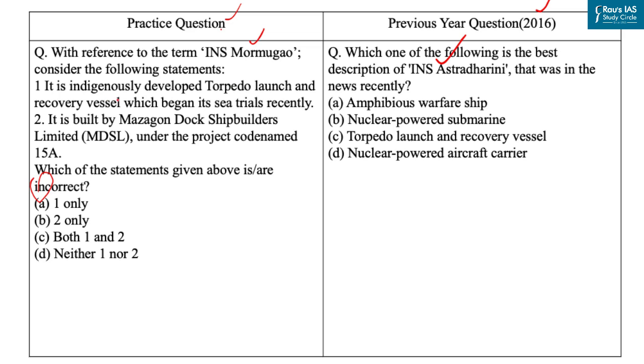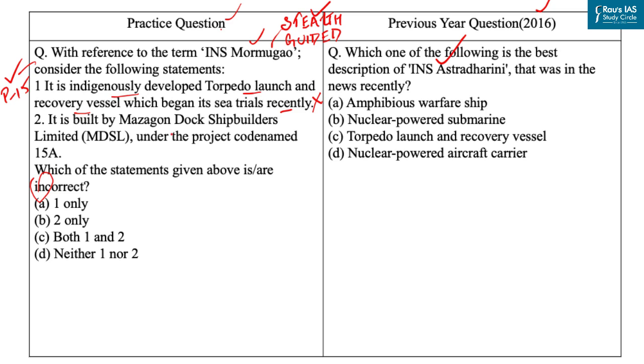The first statement is, it is an indigenously developed torpedo launch and recovery vessel which began its sea trials recently. Now, our first statement is incorrect. Why? Because it is a stealth guided missile destroyer built by Mazagon Dock Shipbuilders Limited, that is MDSL. It is the second ship to be commissioned under the Visakhapatnam class destroyers, also classified as the P-15 Bravo class. The first ship that was commissioned in this class was INS Visakhapatnam.